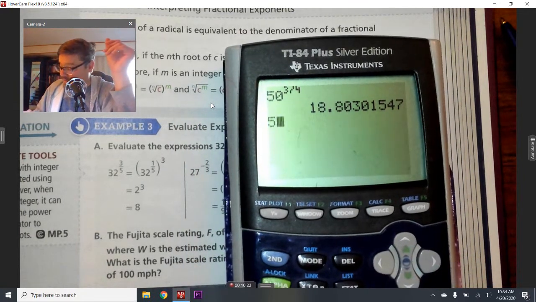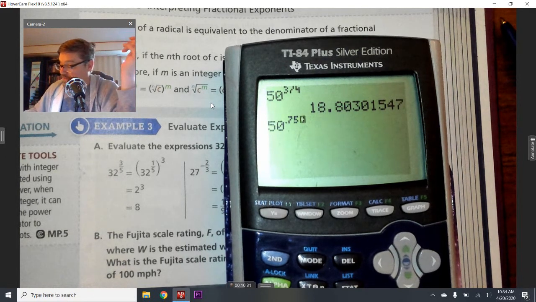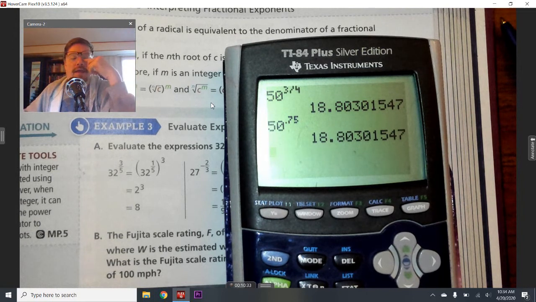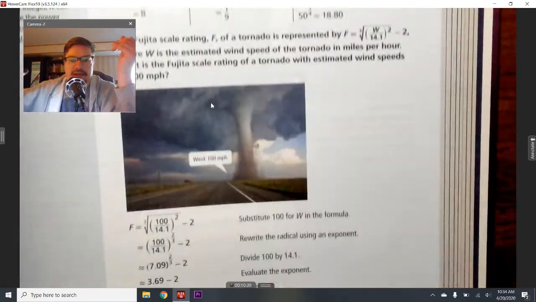Or you can actually do it like this too. This is what's kind of nice: 50 raised to the 0.75. Isn't that what 3/4 is? It's 0.75. So it'll give you the same number. So you can have decimal powers. It happens in nature all the time. In fact, here's our next example.